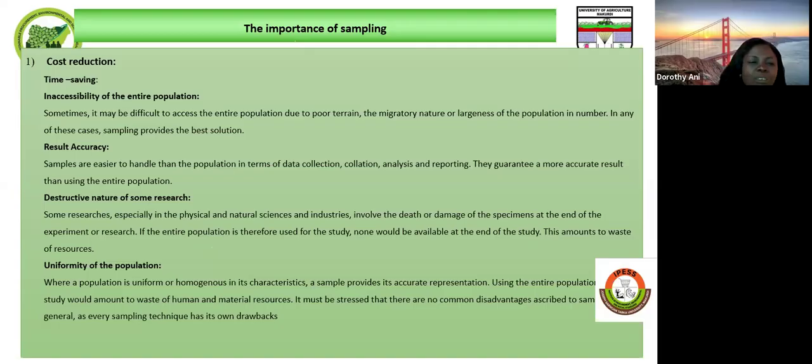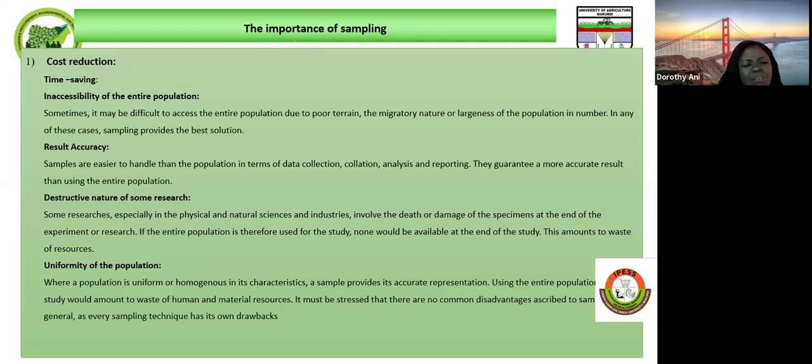And then, samples are easier to handle than the population. Even if you have all that it takes, all the money, all the time, all the access roads and the accessibility to collect all the data, what of the collation, the analysis, and the reporting? Sampling is good.